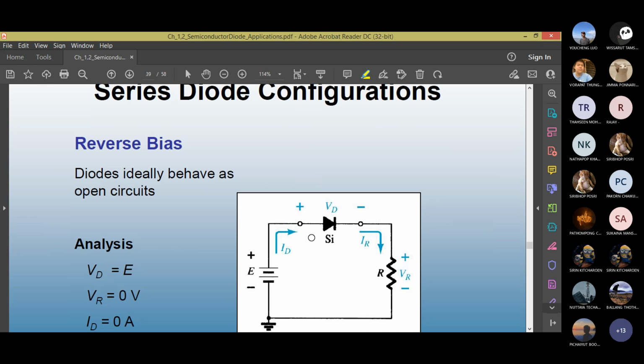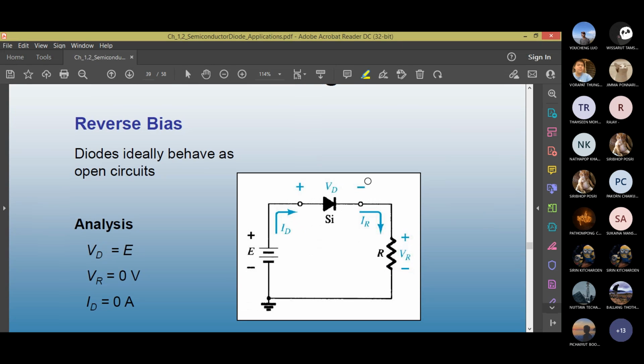Now, let me correct this a bit. For a reverse bias, I think the symbol should be like this. This is a mistake from the publisher of the slide. So let me try to draw and cover this. In a reverse bias, is the loop open or closed? Is the switch open or closed? That's my question.